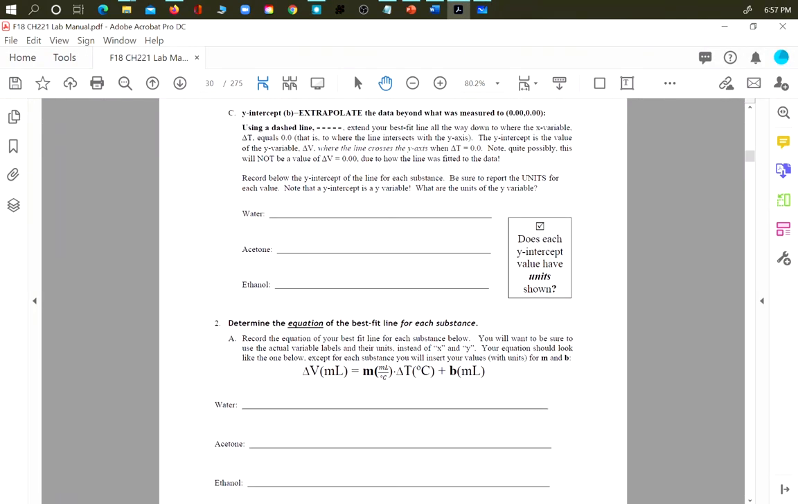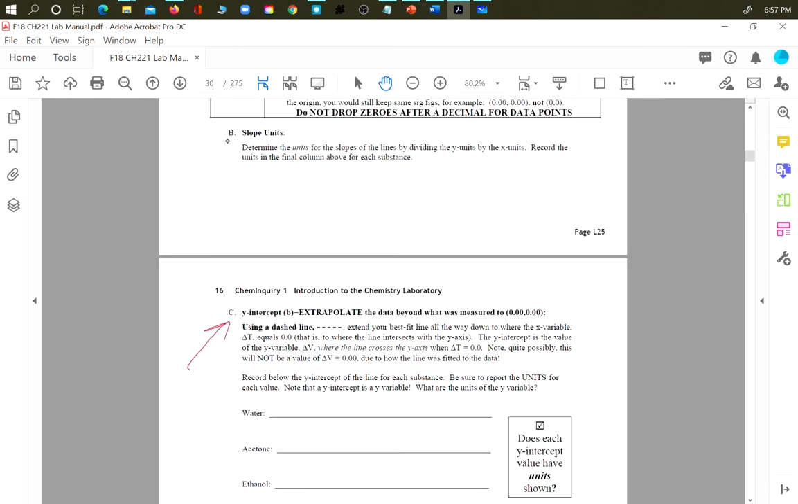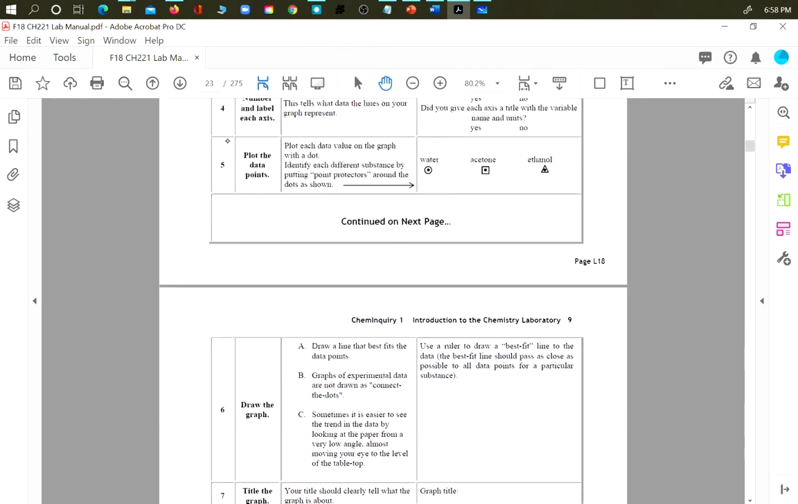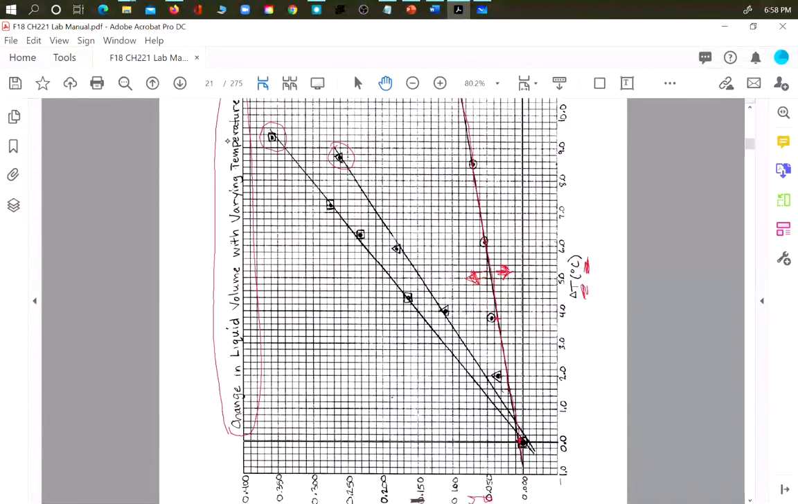This first one up here says, what is the y-intercept? Our goal is to make the equation of a straight line. That's the trend, the relationship between delta V and delta T. So we've got to get the y-intercept. There's no calculation involved. We're just going to go back to the actual graph.